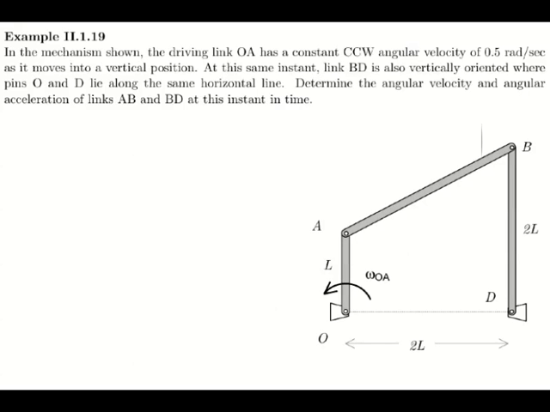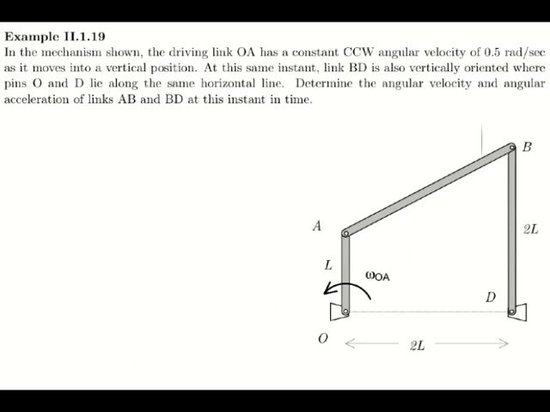In this example, we're looking at a mechanism which is made up of three links, OA and AB and BD. OA is pinned to ground at O, BD is pinned to ground at D, and then those two links are coupled through link AB. What we know is that link OA is moving with a constant rate of 0.5 radians per second. And what we want to do is use that to figure out the angular velocity and angular acceleration of the other two links.